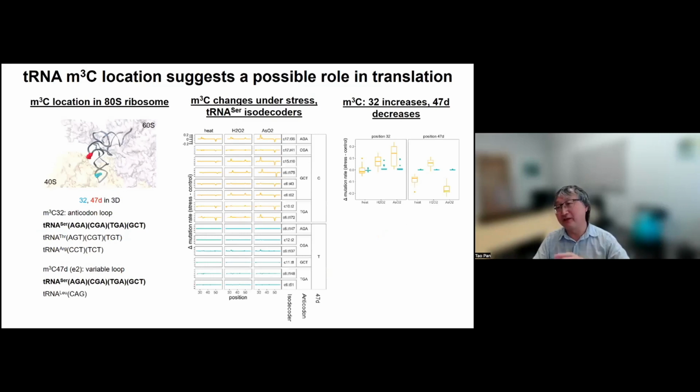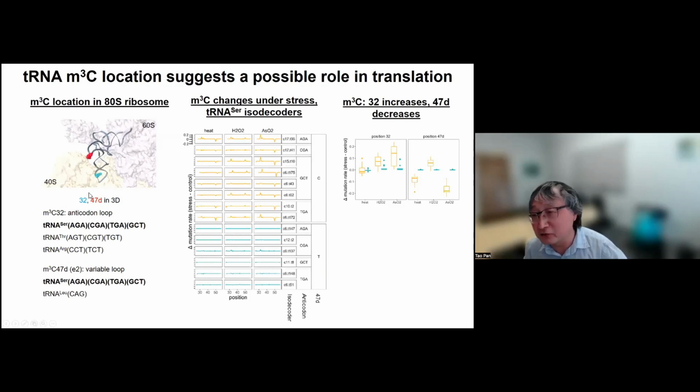I just want to focus. We did a bunch of other analysis in that paper, but I just want to focus once again back on the M3C modification. I think it's not only Richard's favorite, but it's also my favorite. So there are these 2 modifications that he mentioned. The one is M3C32, in the anticodon loop, present in these tRNAs. But there's also this other one, M3C47D in the E loop, which is in the variable loop of these type 2 tRNAs.